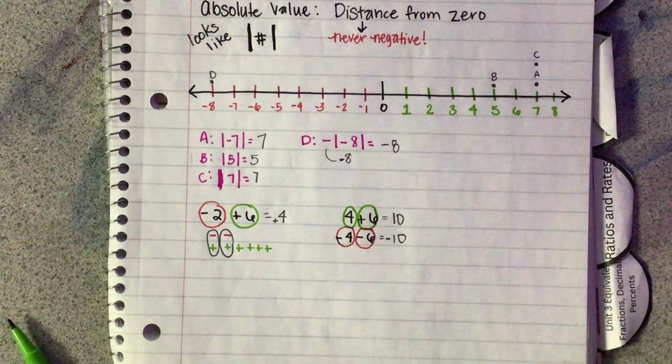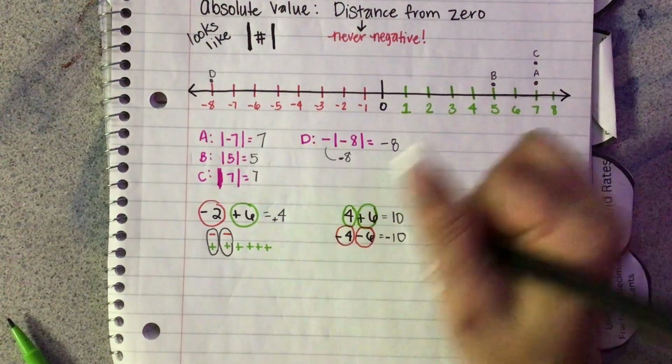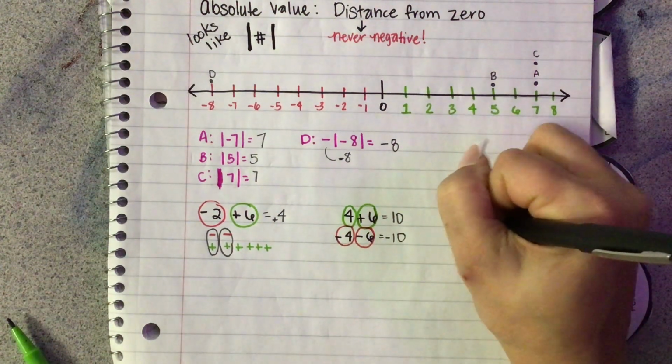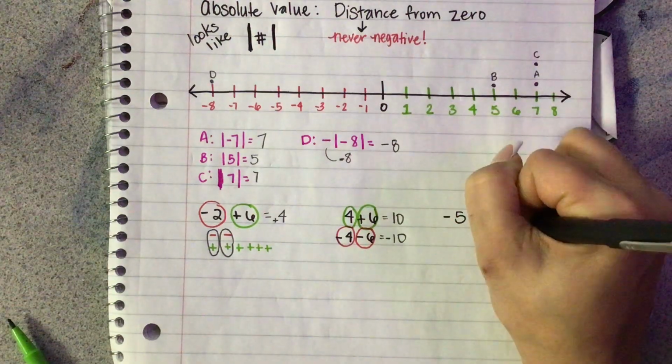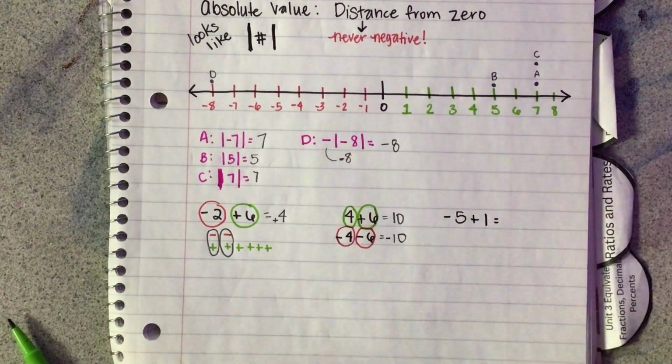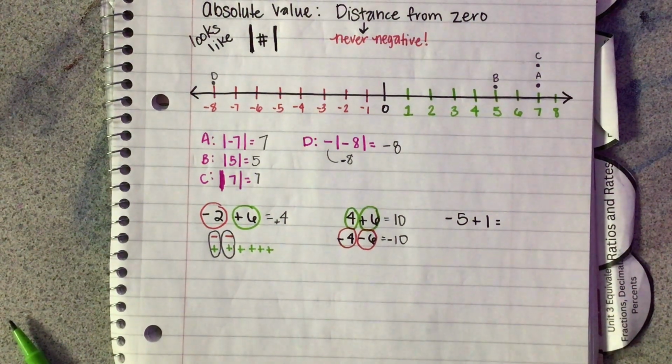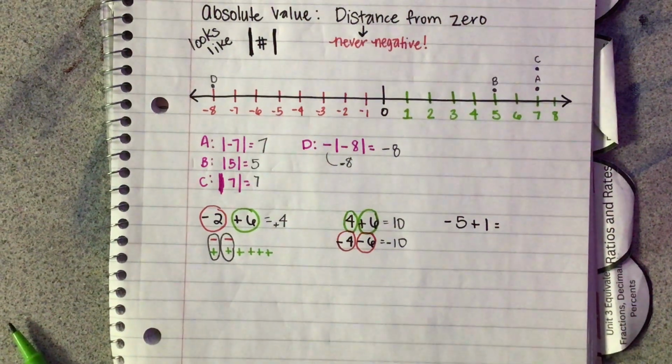All right, let's try another one. If I have a -5 and a +1, create some zero pairs to find out your answer.